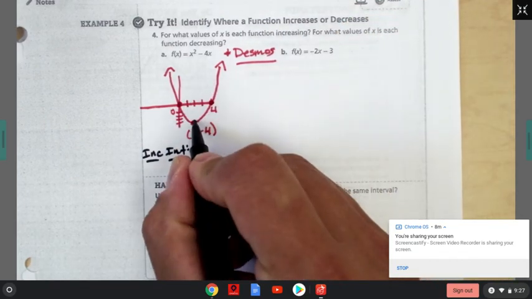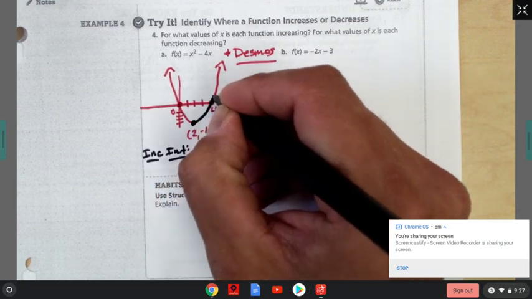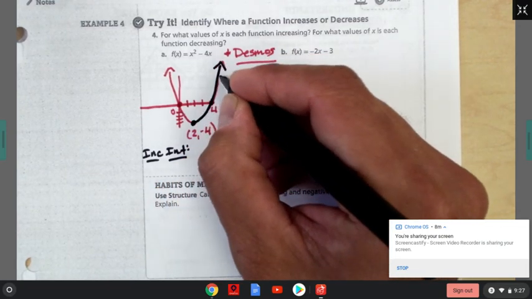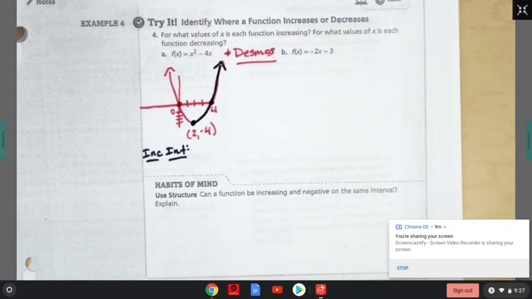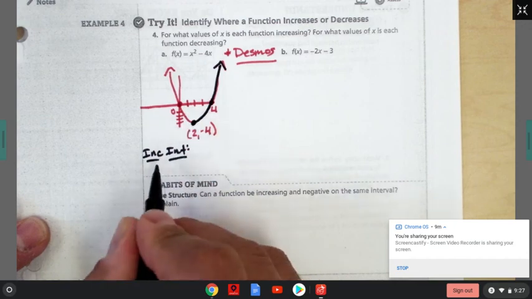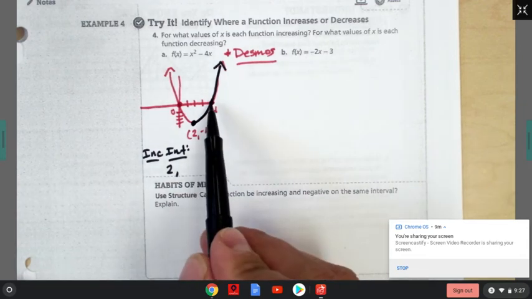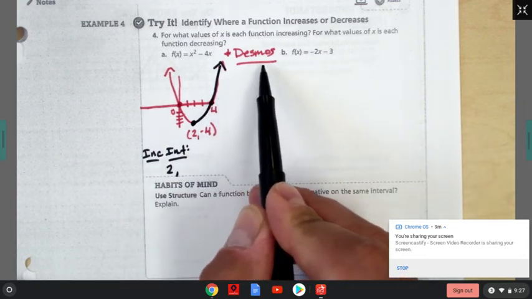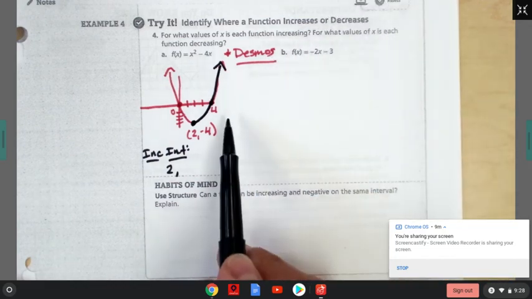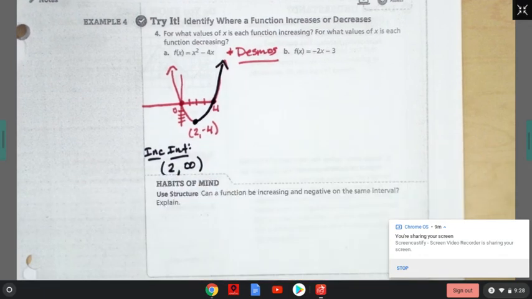Okay, so once I get to this point, then from left to right, the graph is starting to go up, up, up, and it keeps going up forever and ever. So this point right here, this x value, this value of 2, is where the graph starts to increase. From 2 until, remember, it goes this way forever. It never, ever stops. And if I go this way, that would be positive infinity. So from 2 to positive infinity, okay?